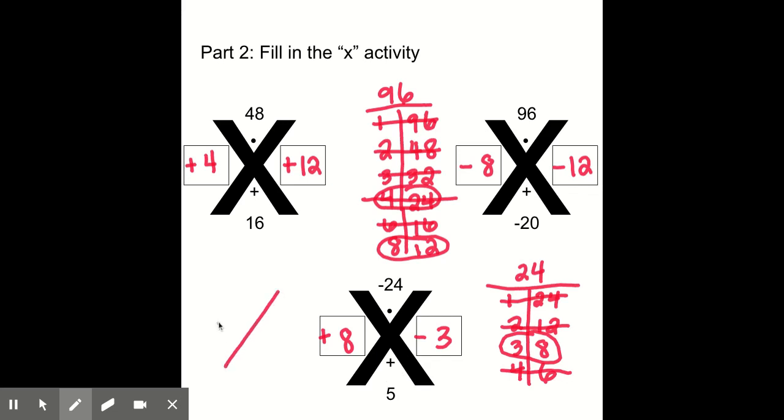Now, just real quick, guys, if it was negative 24 and negative 5, that means we're adding the 2 numbers to get a negative. Therefore, in that case, the bigger number must be negative, and that would be negative 8 and positive 3. So that is what you're doing in part 2. Make sure you do your T-chart for all of part 2.